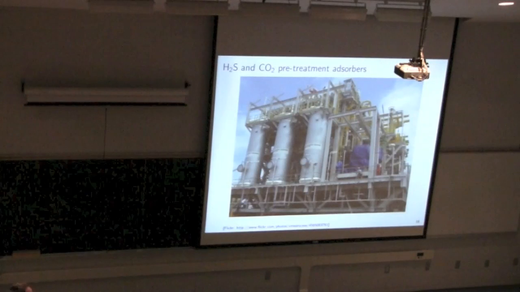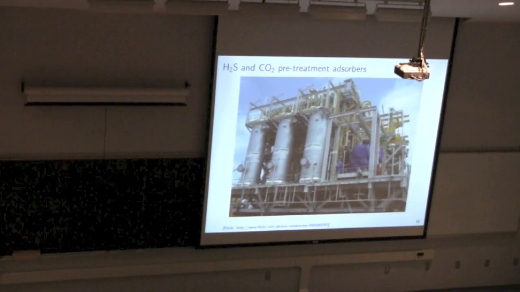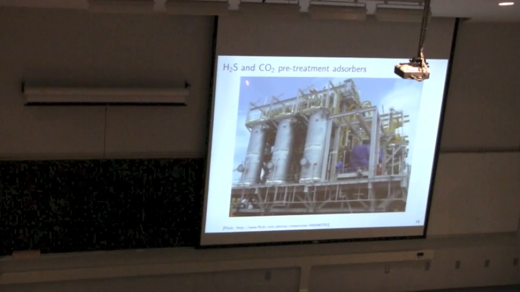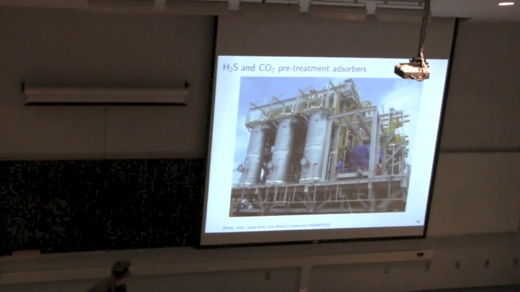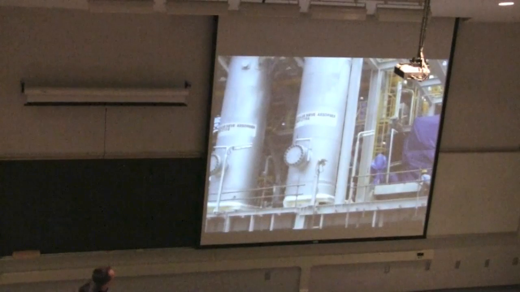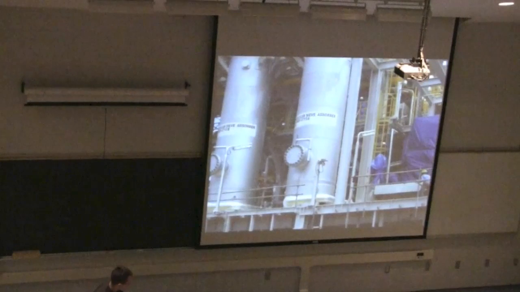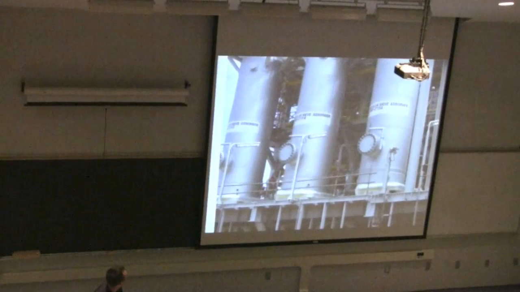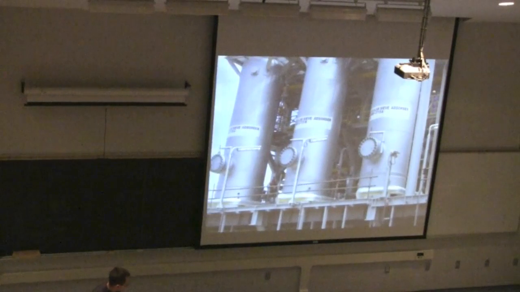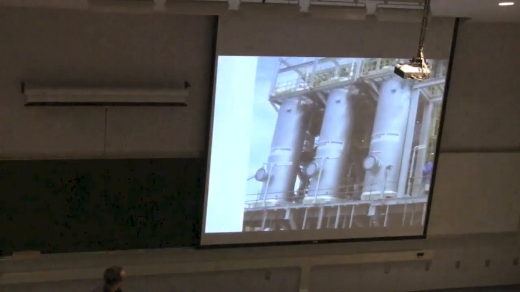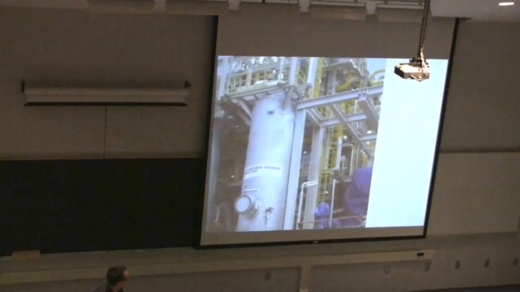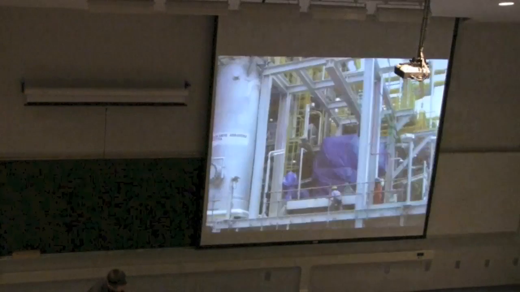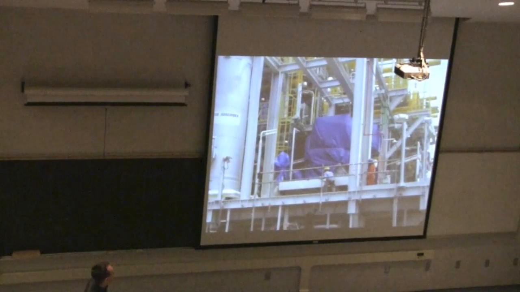Here's another interesting case of an adsorber that's been used to pre-treat the gas stream to remove H2S and CO2. So three large adsorbers there. You see molecular sieve adsorber A, B, and C in series, sorry, in parallel. And the key thing I want to point out about this diagram is, well, firstly, the size of these units. So there's a little guy standing off here to the side somewhere. Okay, so that gives you an idea of the size of these units.